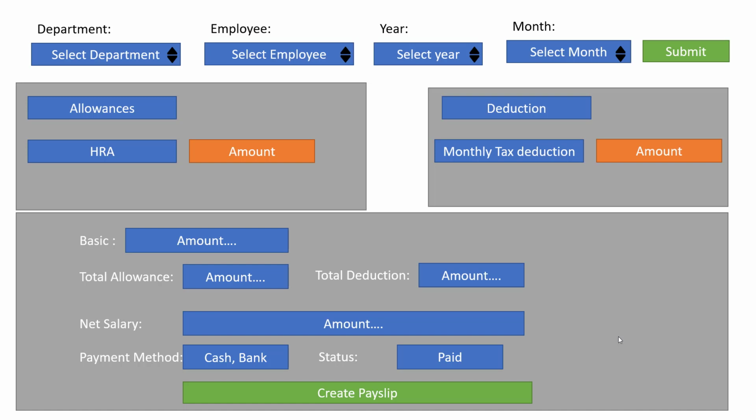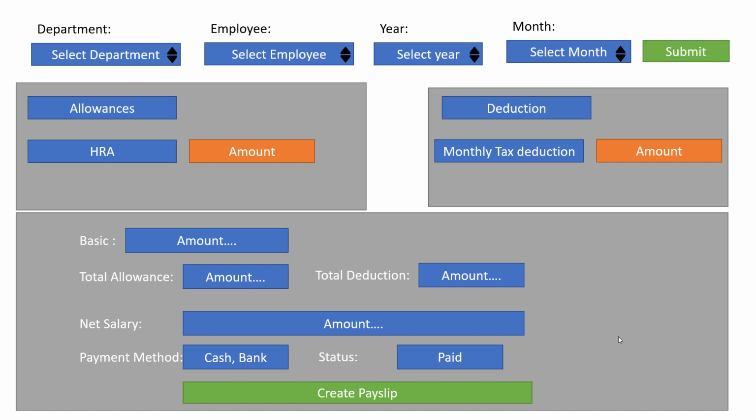When you click on the submit button, you have to generate the payslip on the basis of the allowances. Allowances are selected by using the drop down list and the list of the categories, like HRA, TA, DA, and the deductions are income tax deduction, monthly tax deductions. So these are cut from the net salary in the basic salary.